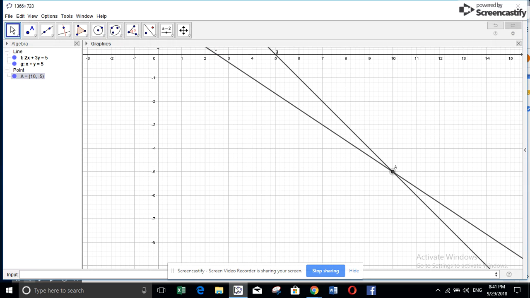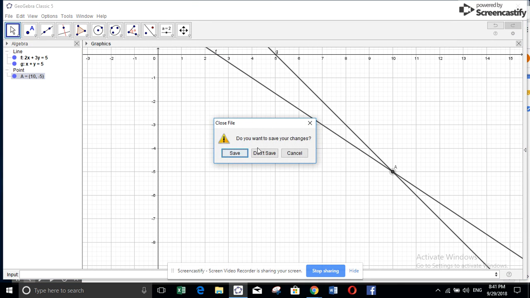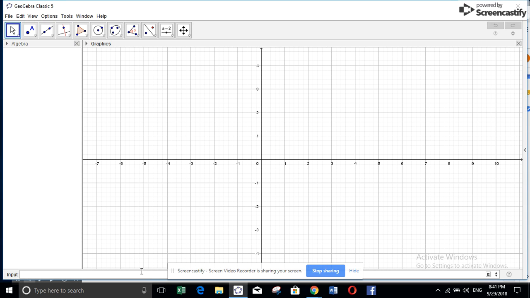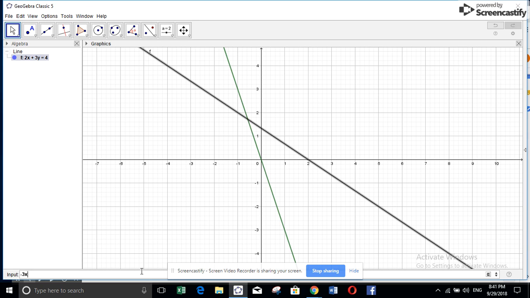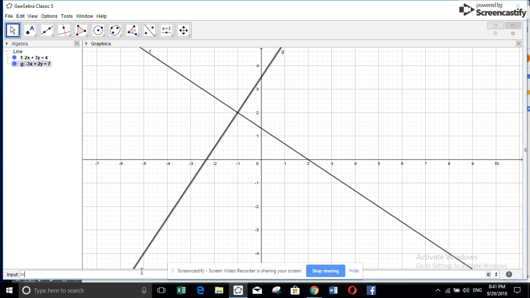If you want to check it on GeoGebra, let us do it. So I have another equation. The first one was 2x plus 3y equals 4. The second line, minus 3x plus 2y equals 7. Intersection between objects f and g. I'm going to get the point minus 1, 2 that we have found a while ago.